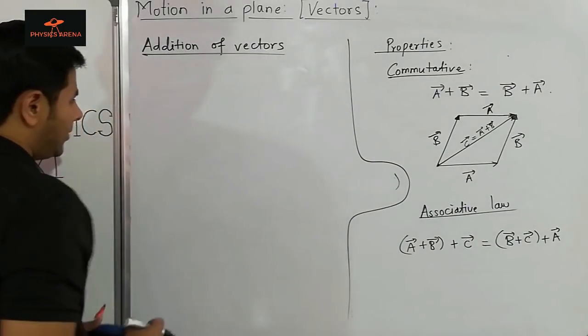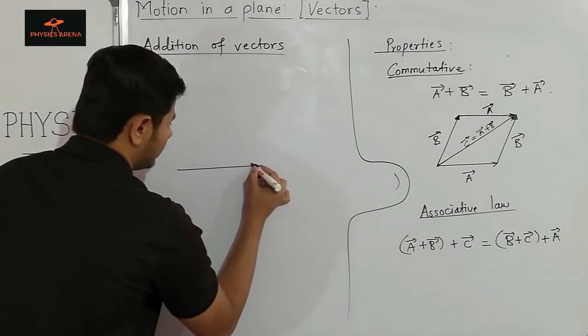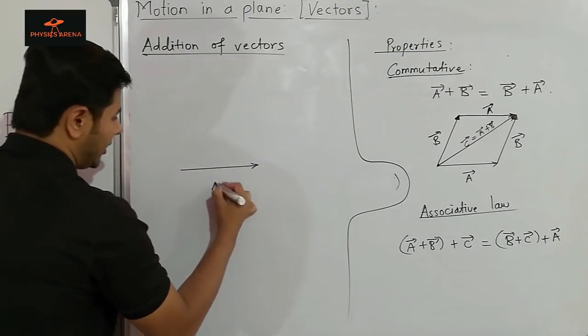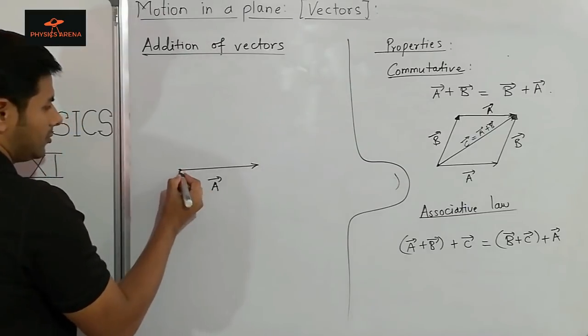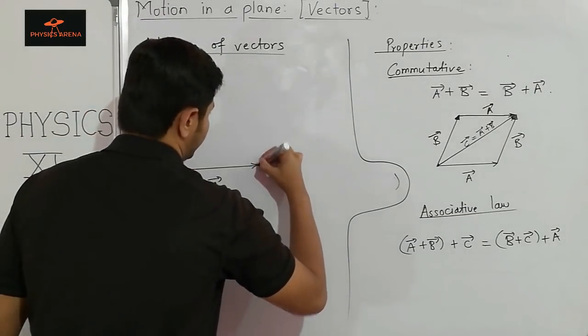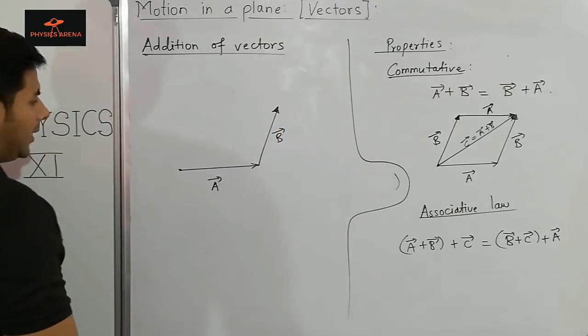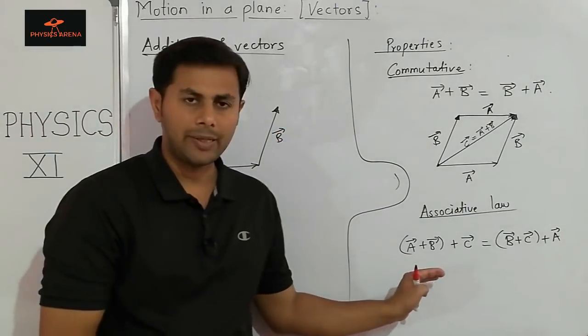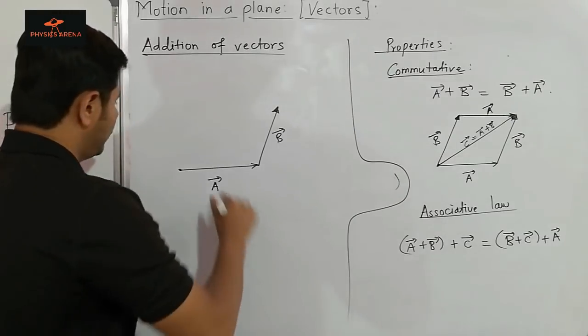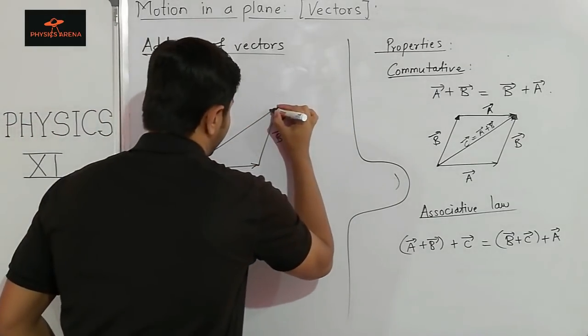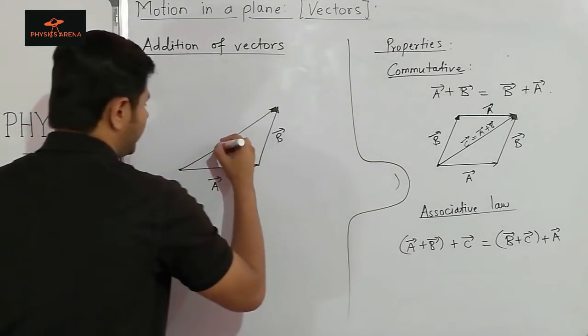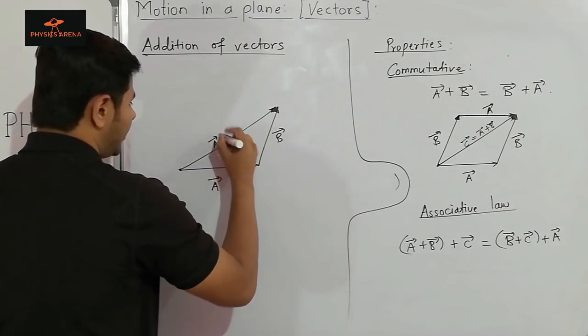So let's take a bar. So this is my a bar. This is some b bar. And what will be the resultant of a bar plus b bar? We know by triangle law that this will be the resultant of a bar plus b bar. So this is a bar plus b bar.